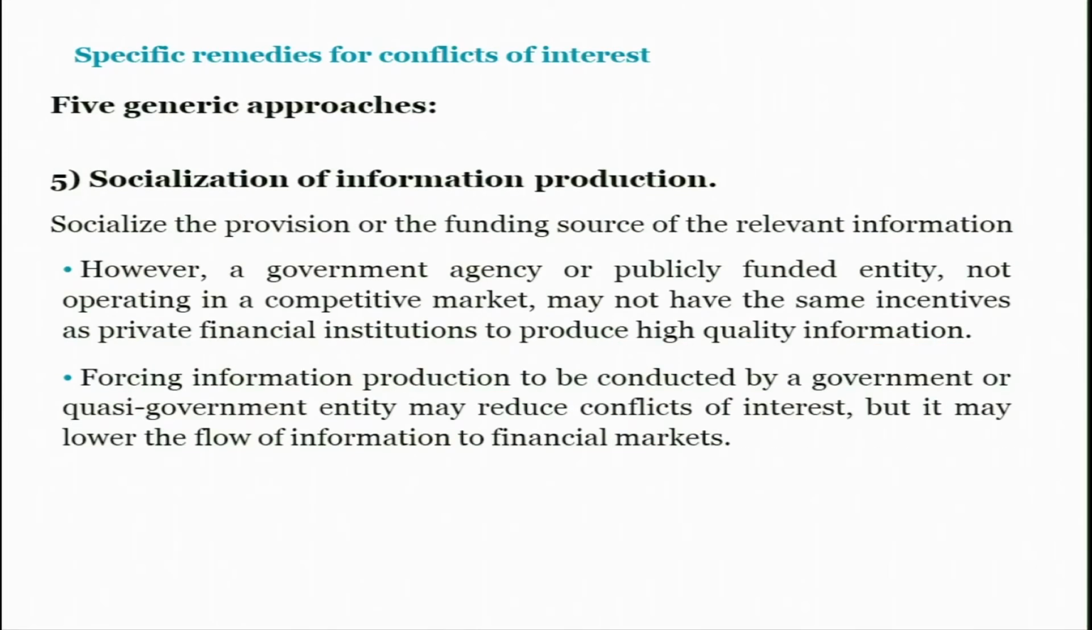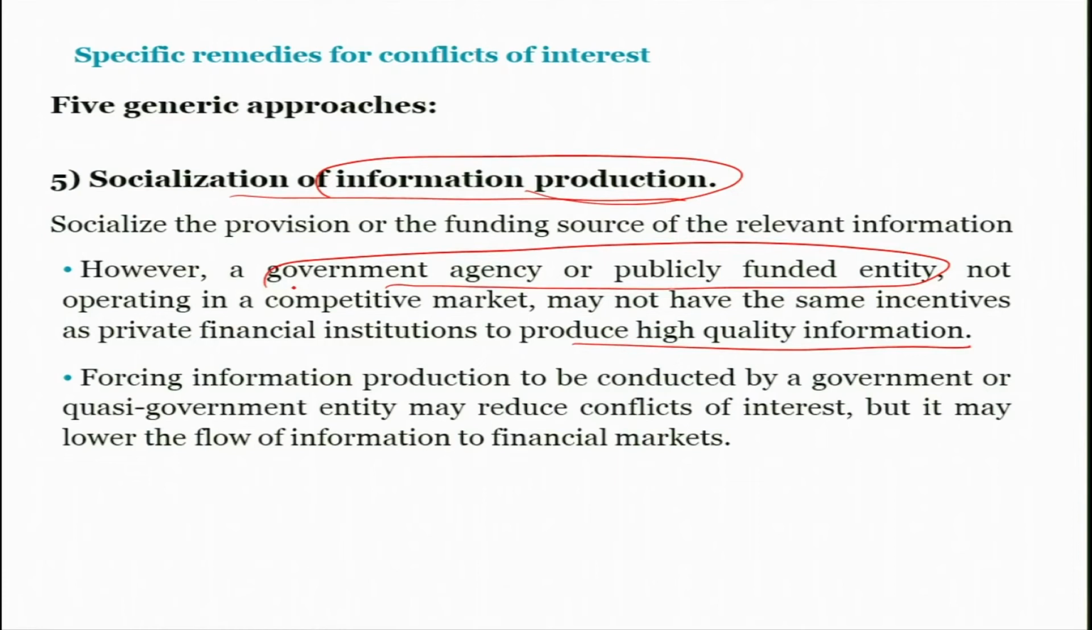The last one is socialization of information production. Socialize the provision or the funding source of the relevant information. So socialization of information production means mandating a government agency or a publicly funded entity to collect information. That is one solution. However, we also need to remember that a government agency or publicly funded entity not operating in a competitive market may not have the same incentives as private financial institutions to produce high quality information.